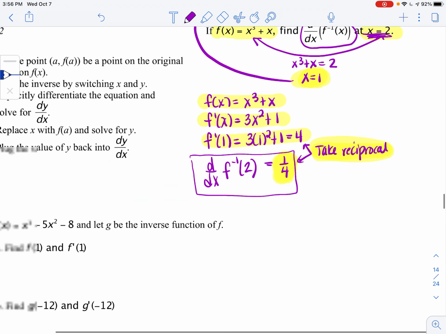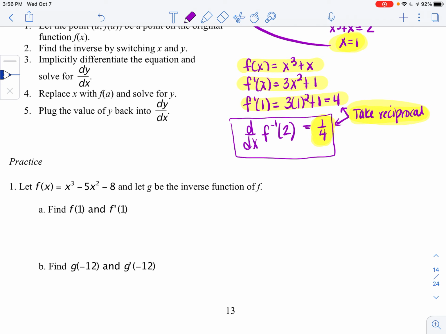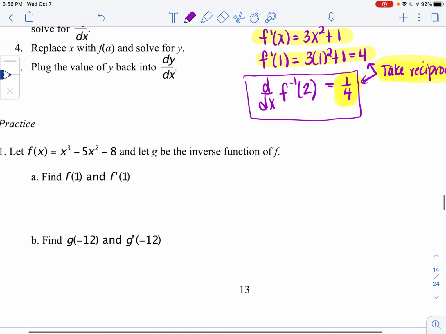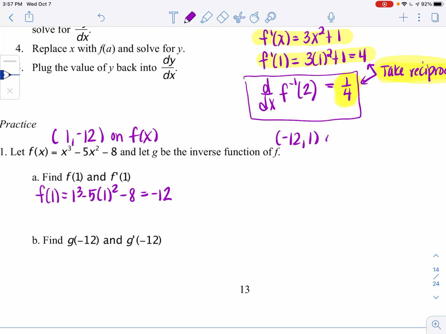All right, so let's take a look at another example. It says, let f of x equal x cubed minus 5x squared minus 8, and let g of x be the inverse function of f. So the first thing I have to do is find f of 1. That just comes from plugging in 1 cubed minus 5 times 1 squared minus 8, which comes out to be negative 12. Okay, so that means I have the point (1, -12) on my original function, and later on when I need it, that means I have the point (-12, 1) on my inverse function.